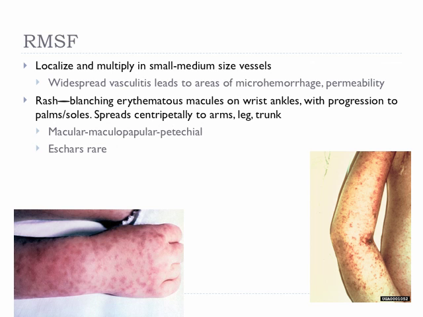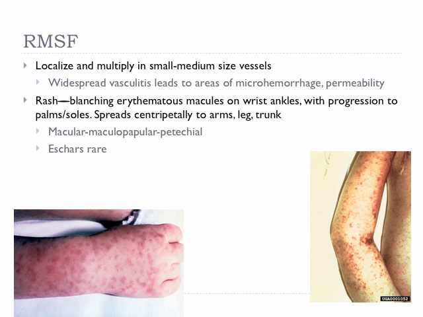So this causes a vasculitis type picture. The organisms are able to multiply in small to medium-sized vessels, and it could lead to areas of microhemorrhage and increased vascular permeability. There have been case reports of gangrene, but that was way in the past where the case fatality was very high.